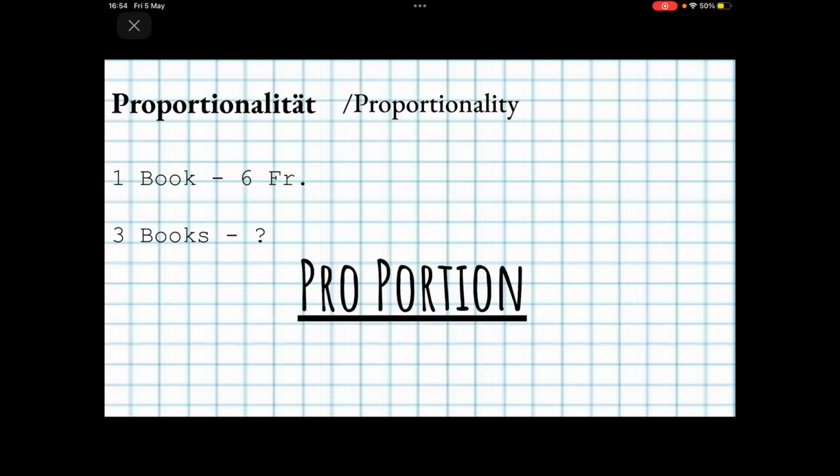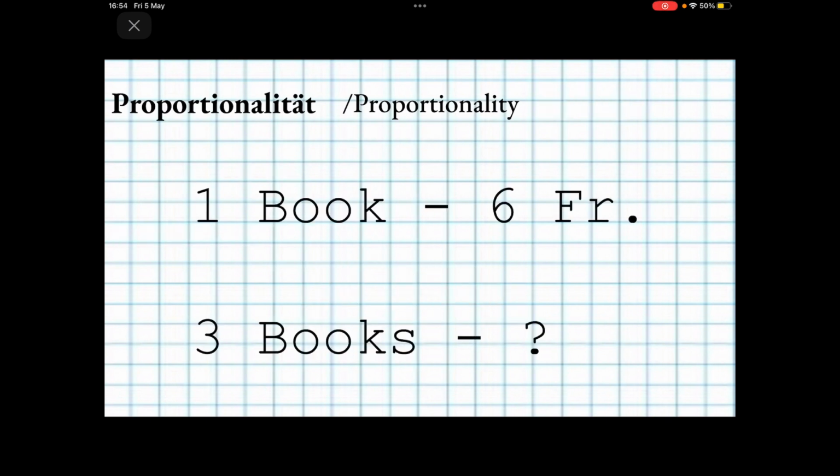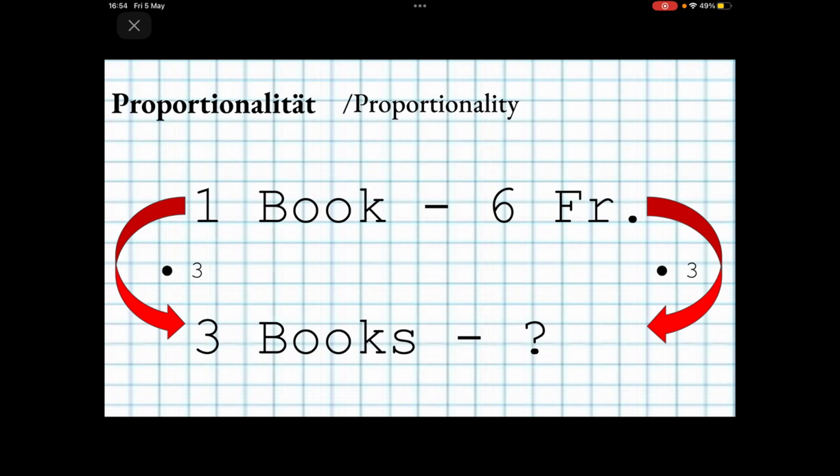So let's now look back at our example. One book is 6 francs. That means one portion is 6 francs. So 3 portions, 3 books, are how many francs? To solve this, we first need to look at how many times smaller 1 is than 3, or vice versa, 3 is how many times bigger than 1. 3 is 3 times bigger than 1, so we gotta do times 3. And now this times 3, we just gotta carry over to the other side. So 6 times 3 is 18, and that would be our answer, 18 francs.